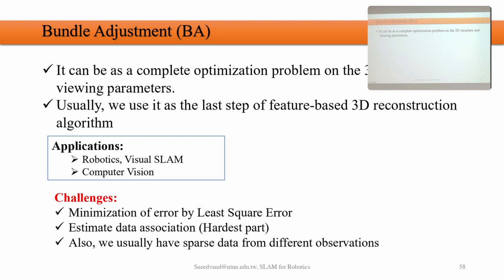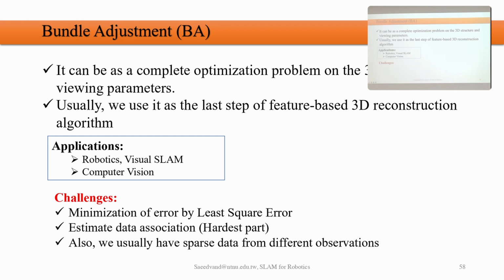So it can be, of course, a complete optimization problem in 3D because the parameters that are visible, for example all features that are visible, in order to extract that 6 degrees of freedom of the camera is a very complex problem. So what we usually do, we use bundle adjustment as the final step of the feature-based 3D reconstruction algorithm, and the applications of bundle adjustment are robotics, visual SLAM, and computer vision.